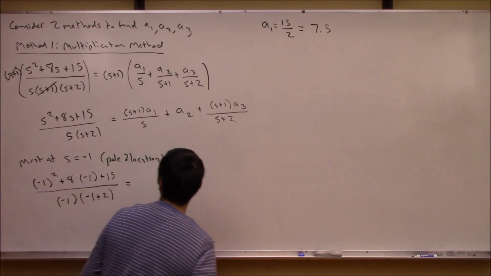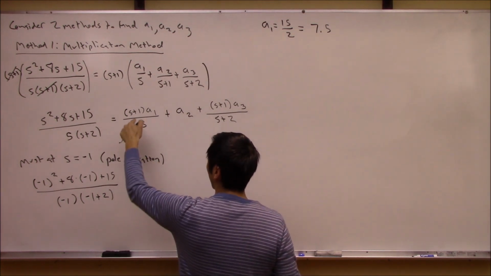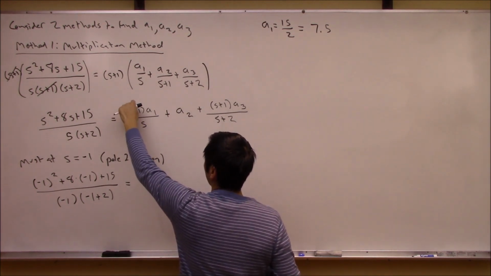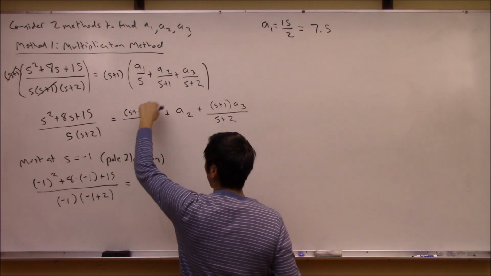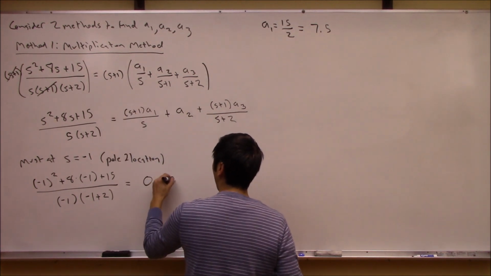So the left-hand side is just numbers here. And again, over here, the beauty about this is when s is equal to negative 1, check it out, this becomes 0, so we knock out this whole term that contains a1. We get a big fat 0 plus a2.